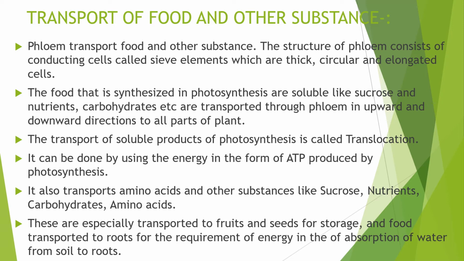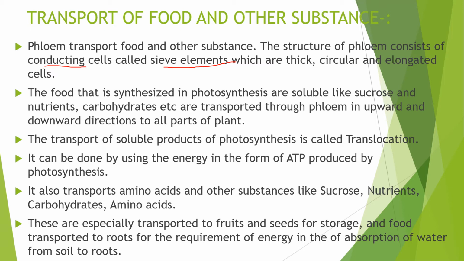Now let's talk about the structure of phloem. Basically, the phloem consists of conducting cells, and these conducting cells are known as sieve elements, which are thick, circular, and elongated cells. You may already know the structure, but still, it consists of conducting cells called sieve elements, which are thick, circular, and elongated.